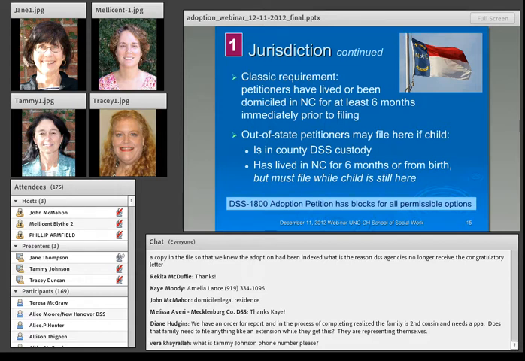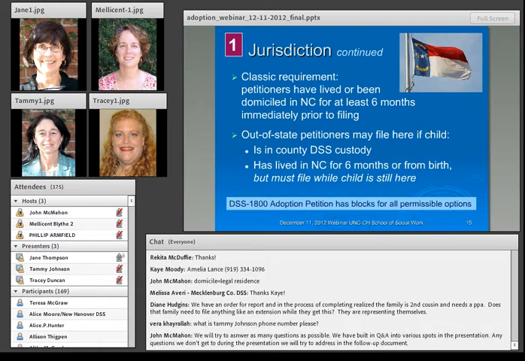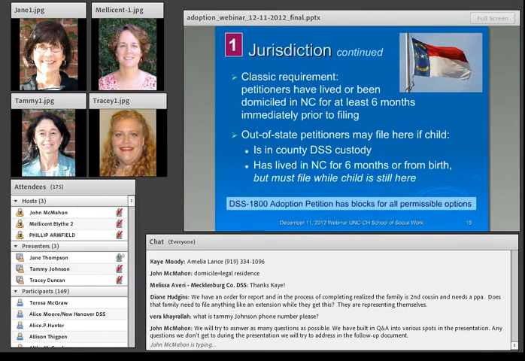So what we realized was, okay, fine. We will just say, as long as the child remains in the custody of a DSS or licensed child placing agency, we can finalize here. And that allowed for some of these adoptions to go forward that otherwise had been stymied.